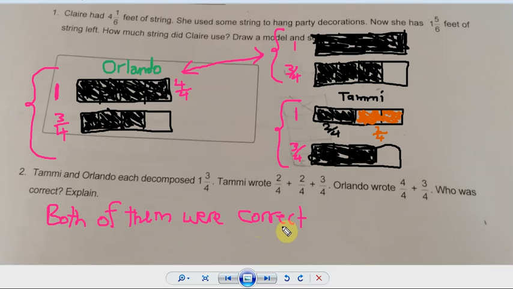And that's it. So you can pause the video here and take it down.